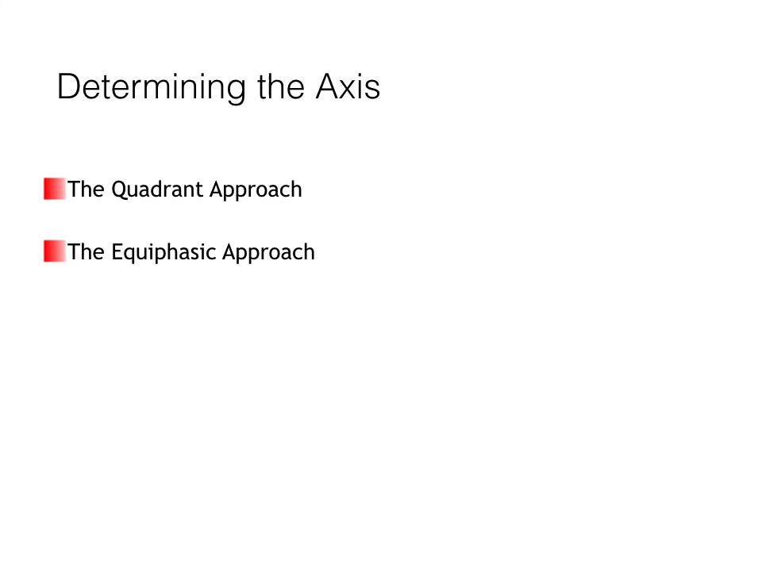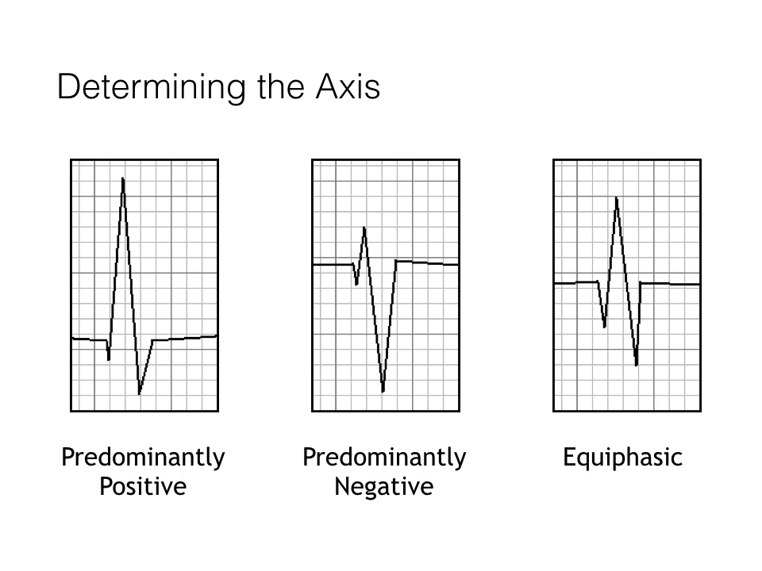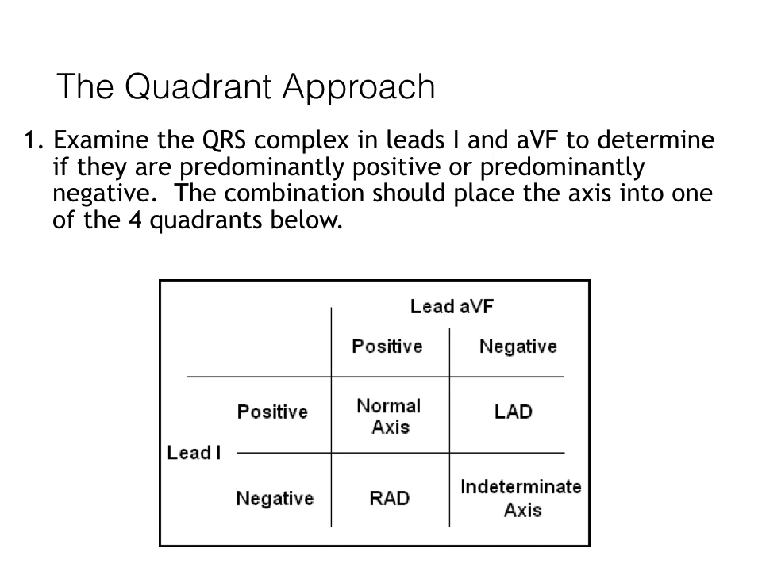We can determine the axis by two approaches: first is the quadrant approach, second is the equiphasic approach. For determining the axis, look at the QRS complex. It is either predominantly positive, predominantly negative, or equiphasic. Quadrant approach: examine the QRS complex in leads I and aVF to determine if they are predominantly positive or predominantly negative. The combination should place the axis into one of the four quadrants below.